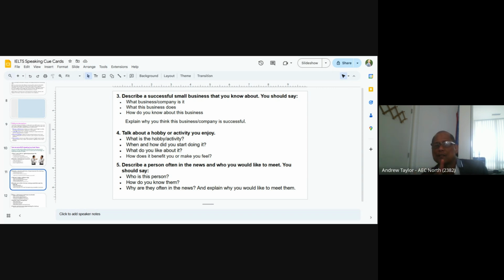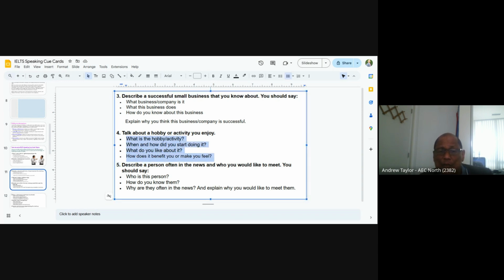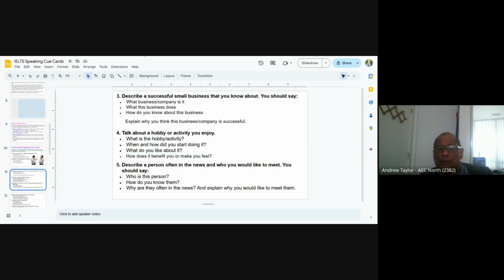Okay, everybody. If you look at the pointers, like how to go about your speaking, you see here, what is the hobby or activity? When and how did you start? Okay, look at this. How does it benefit you or make you feel? This is a good way to conclude your speaking. So your ending will be: this activity has developed my self-confidence, and I'm very grateful that I started. I'm very grateful to my friend who introduced me to this activity. Just to close it with a meaningful sentence, something that people will remember.